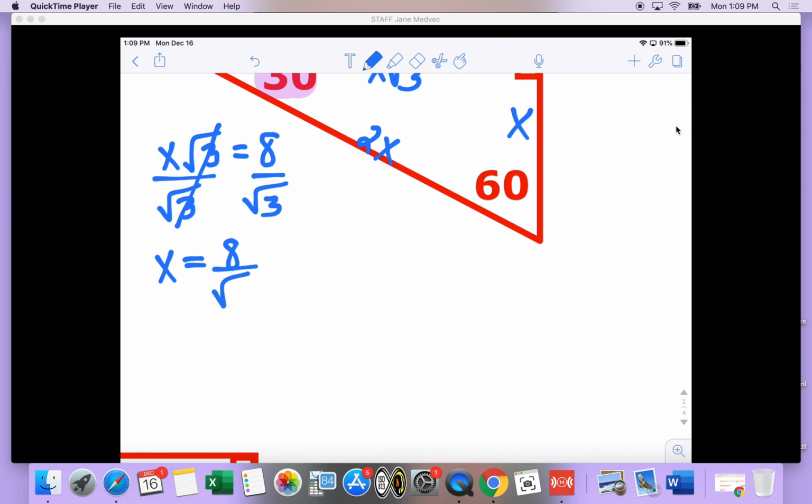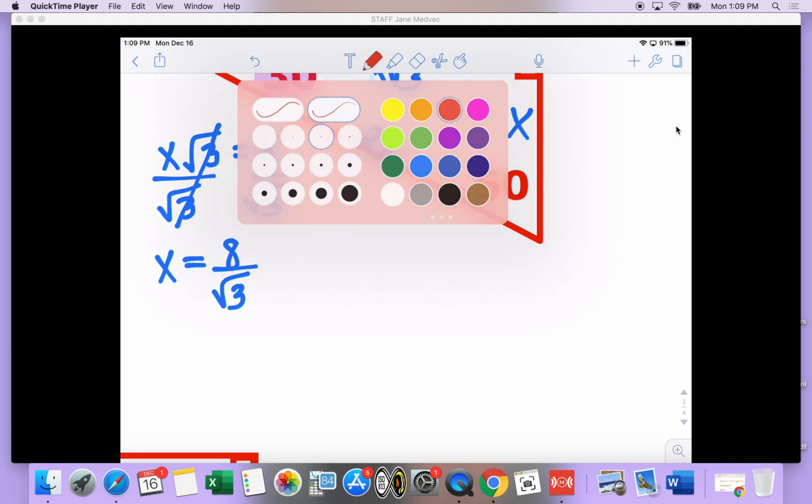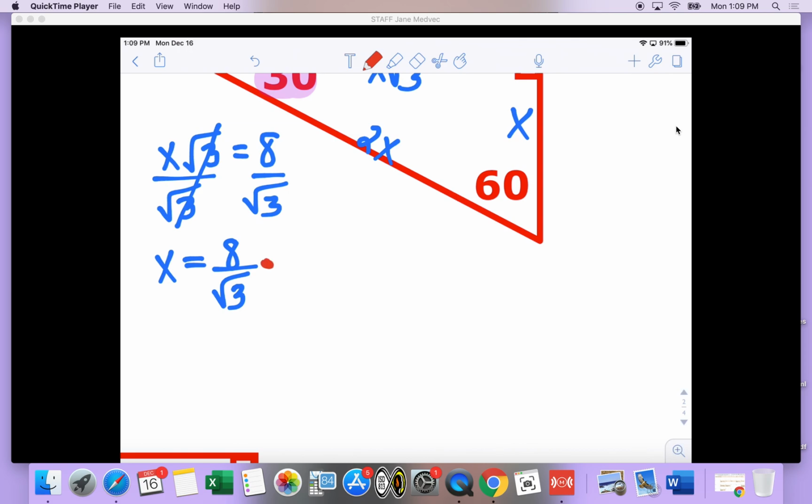Root 3. Okay, now, do I like that root 3 in the bottom? I do not, so I'm going to rationalize it. So I'm going to go root what? Root 3 over root 3. Notice that I'm not doing root 2. The reason why I'm multiplying by root 3 over root 3 is because this is a root 3. I'm not changing the value of it because root 3 over root 3 is 1. So if I multiply something by 1, I'm not changing the value of it.